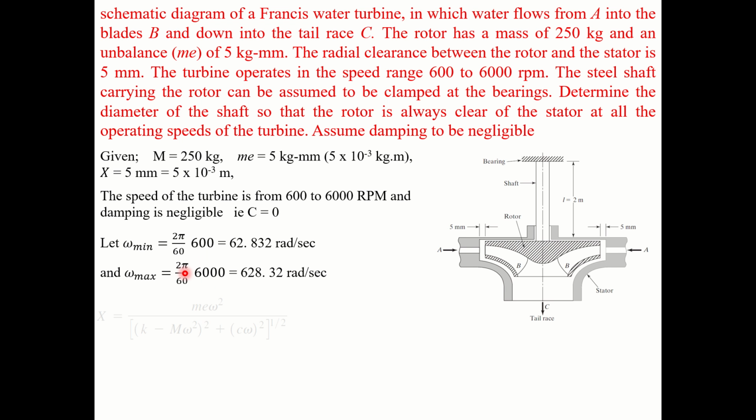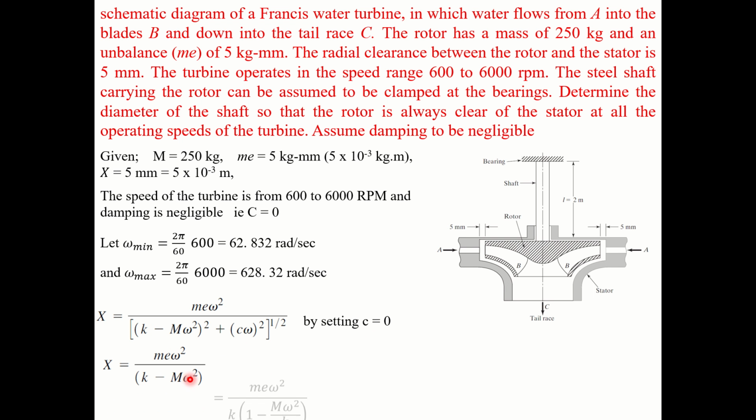Now we'll see the next, X. What is the formula? X is equal to m e omega square divided by the square root of (k minus M omega square) whole square plus (c omega) whole square. Now substitute values. Put c equal to 0, since it is an undamped system. The term m e omega square remains the same. If I simplify this, I will get m e omega square divided by k, taking k to this side, k minus M omega square.